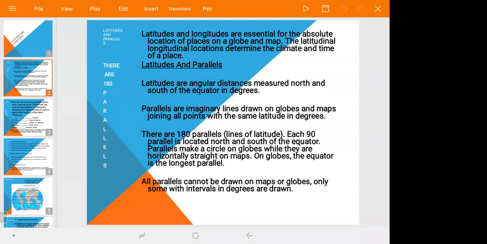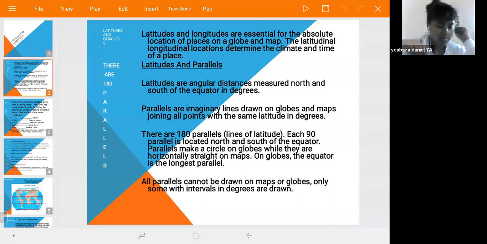The first one is latitude and parallel. Latitudes are angular distances. Most of you, when you say latitude, refer to the lines, but it is the angular distance.